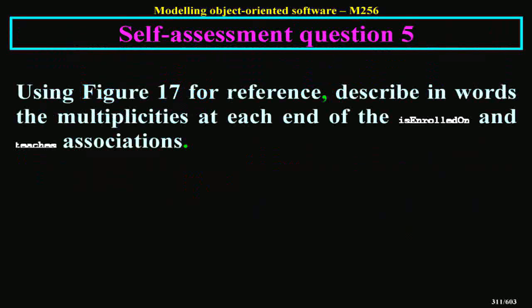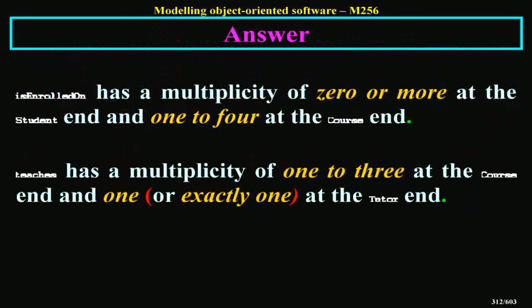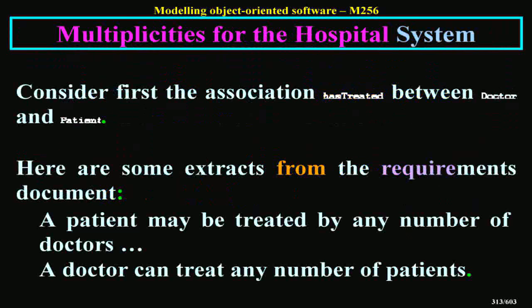Self-assessment question 5. Using figure 17 for reference, describe in words the multiplicities at each end of the associations. Answer. Has a multiplicity of 0 or more at one end and 1 to 4 at the other end. Has a multiplicity of 1 to 3 at one end and 1, or exactly 1, at the other end.